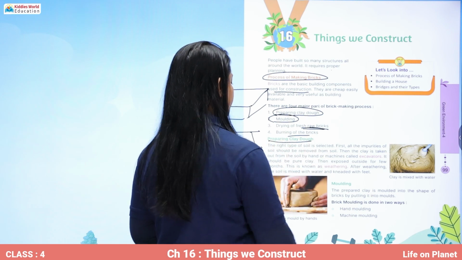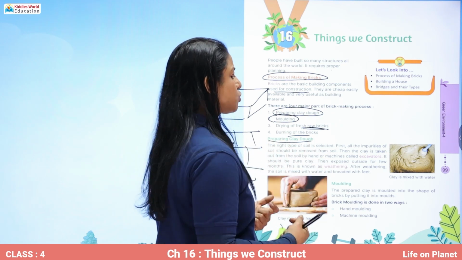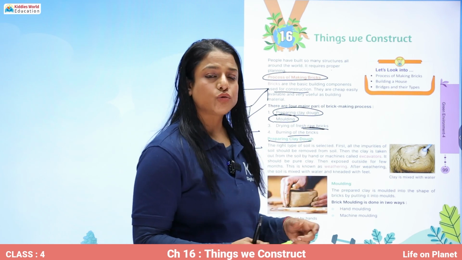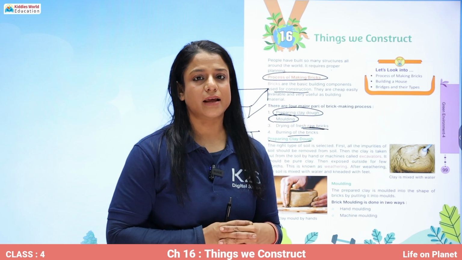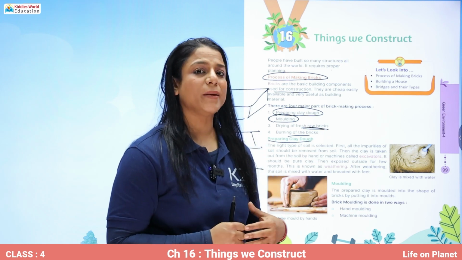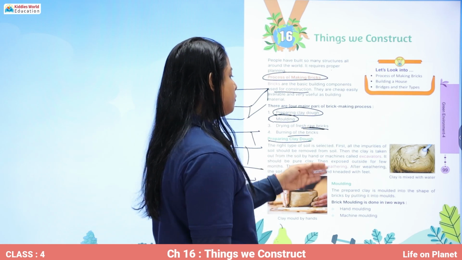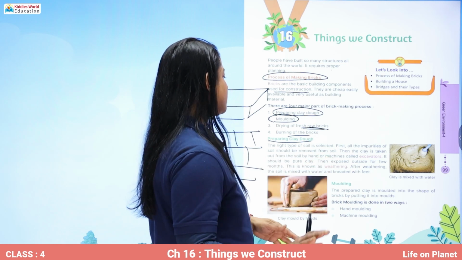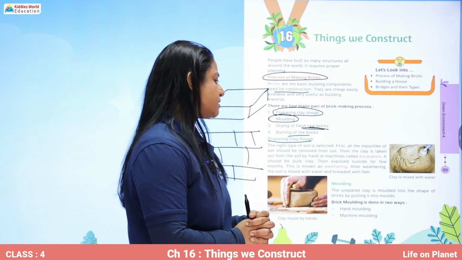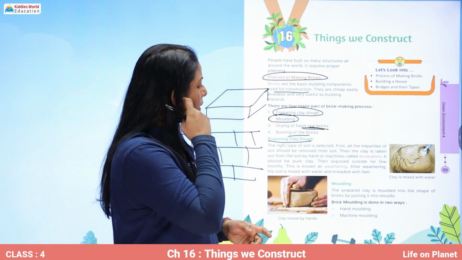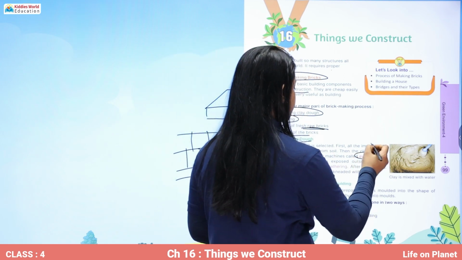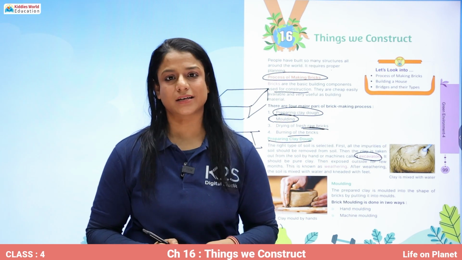Preparing a clay dough. The right type of soil is selected. So bricks are made up of soil. So the right type of soil is selected, that this soil is strong enough to make a brick. First, all the impurities of the soil should be removed from the soil. Then the clay is taken out from the soil by hand or machines called excavators. It should be pure clay.